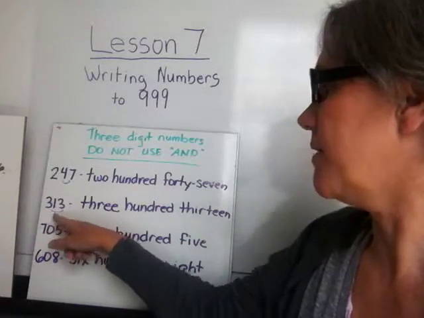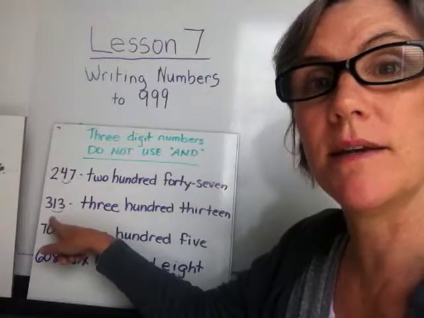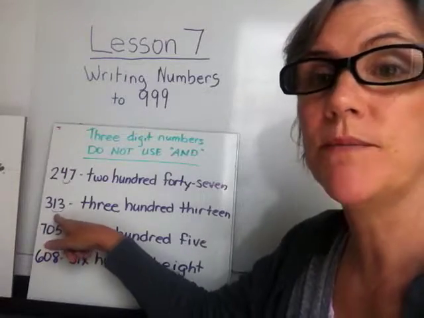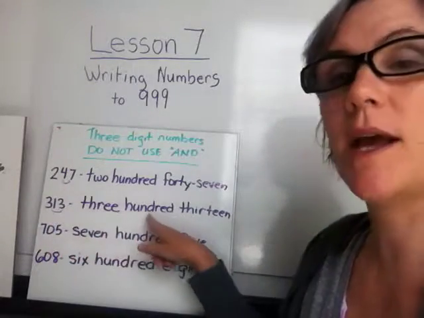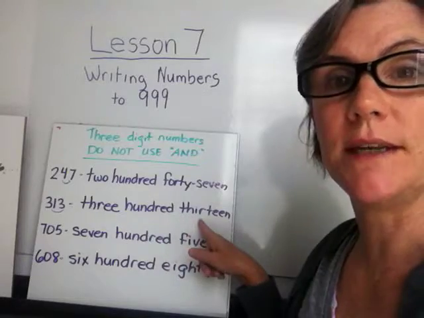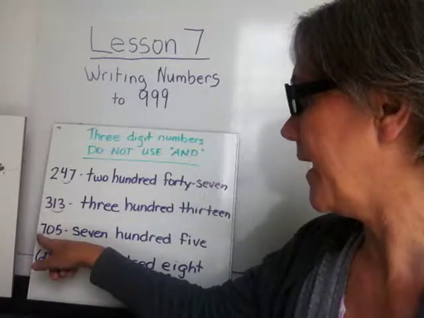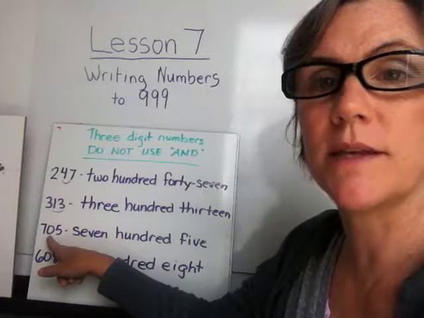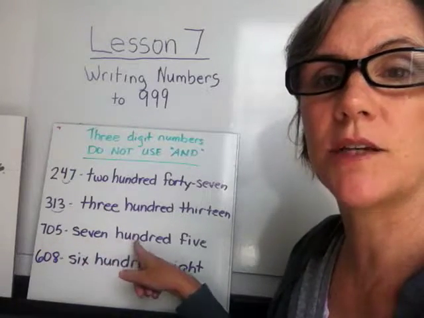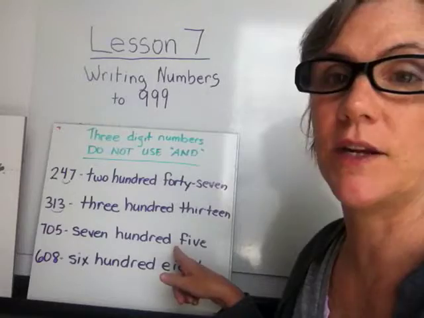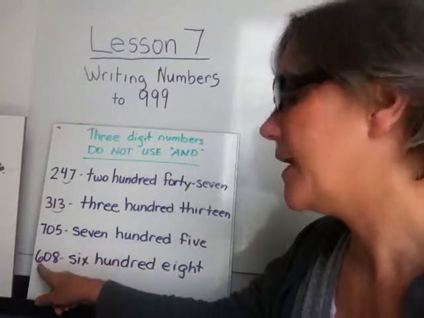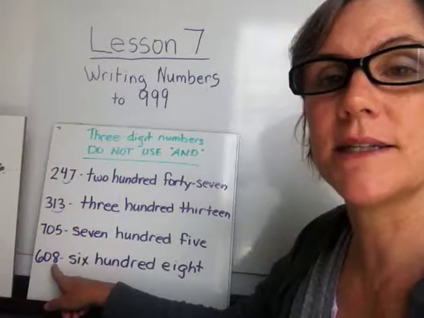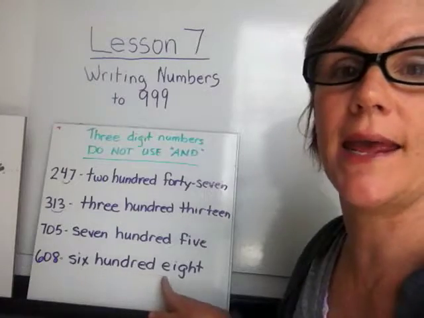313: okay, the two-digit number at the end is not more than 20, so you'll just write three hundred thirteen. Okay, and 705, there's no number in the tens place, so it's just seven hundred five, not seven hundred and five. 608 is the same, six hundred eight.